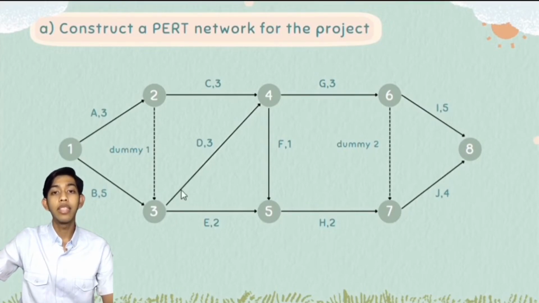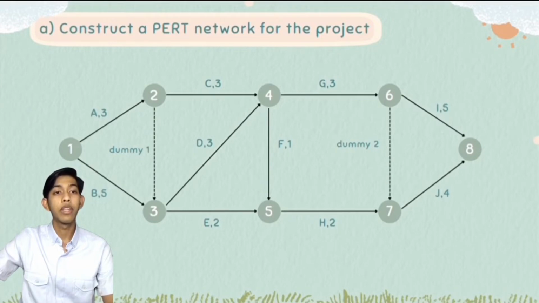Next is C and D to F. Previously we drew this line, so we make a node number 4 right here. From node number 4, we draw a straight line, and it will become activity F, 1 week. Okay, next one is C and D to G. Right here, we draw a straight line, and this line will become activity G, 3 weeks.